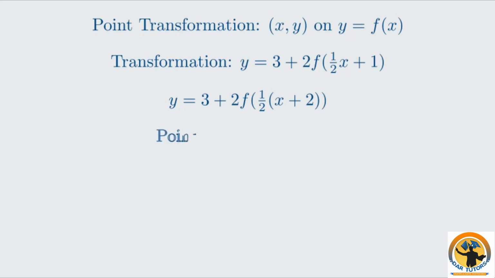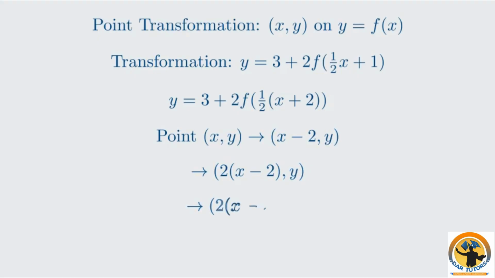Let's apply these to a point x, y. First, the horizontal translation. x becomes x minus 2. Then the horizontal stretch. x minus 2 becomes 2 times the quantity x minus 2. Next, the vertical stretch. y becomes 2y. Finally, the vertical translation. 2y becomes 2y plus 3. So the new point is 2 times the quantity x minus 2, 2y plus 3.